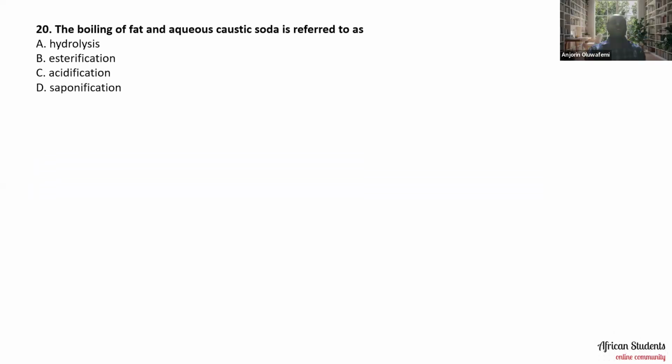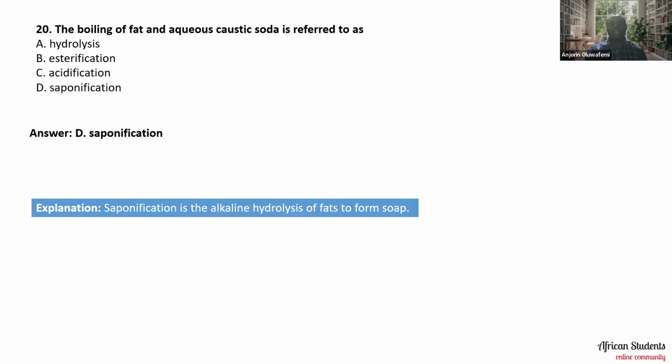The boiling of fat and aqueous caustic soda is referred to as hydrolysis, esterification, acidification, or saponification. The correct answer here is saponification. And saponification is the alkaline hydrolysis of fat to form soap.